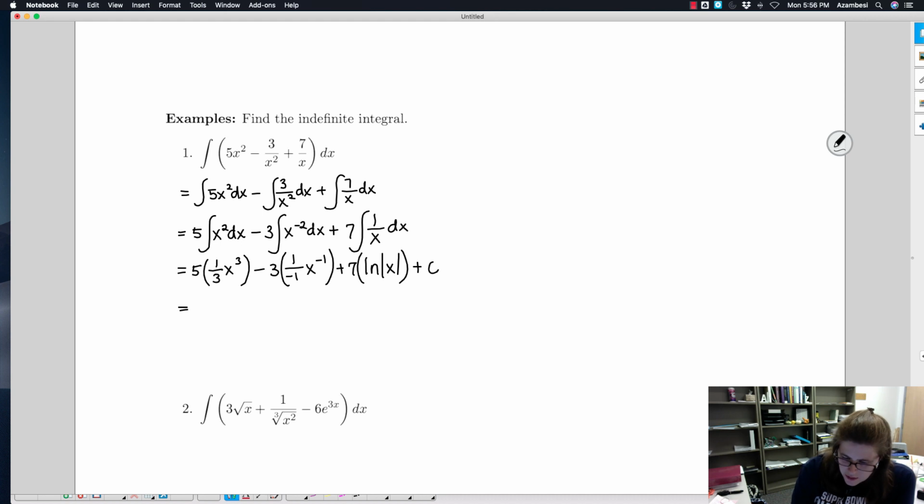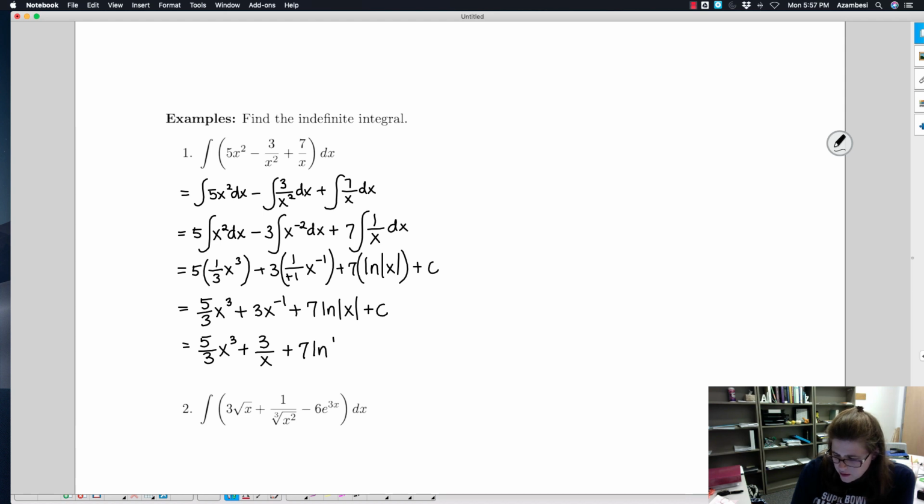So cleaning this up, 5/3 x cubed. We have negative twice, so this becomes plus, plus 3 x to the negative 1, or x on the bottom, plus 7 natural log of x, plus c, or 5/3 x cubed, plus 3 over x, plus 7 natural log of x, plus c. And you should take the derivative of that just to check it.